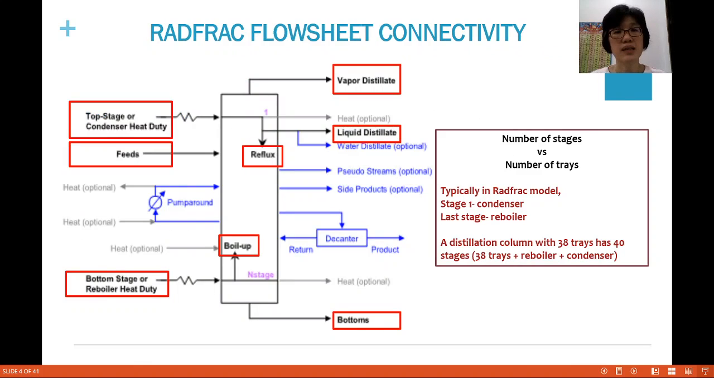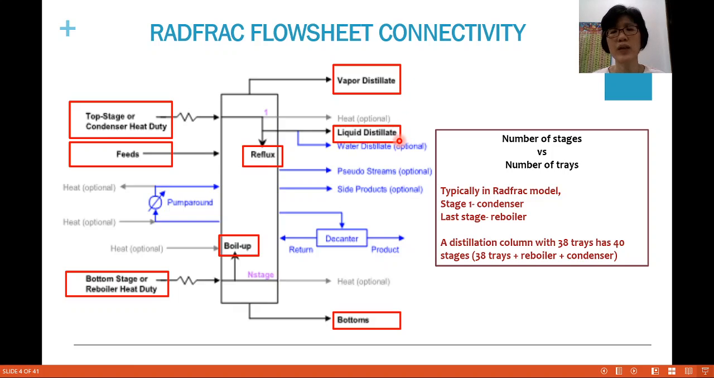So this is the RECFRAC flowsheet connectivity. I have actually tried to put the important points in the rectangle box. Okay, let's start from the top here, top right. Top right here, we have vapor distillate. Then we have liquid distillate. You can choose either one or both, depending on your process requirement.